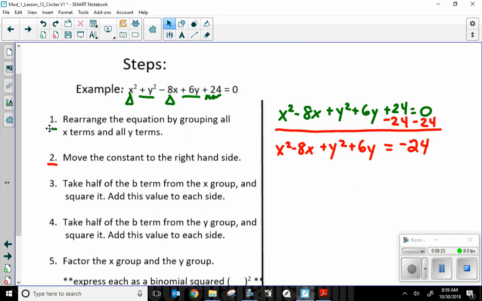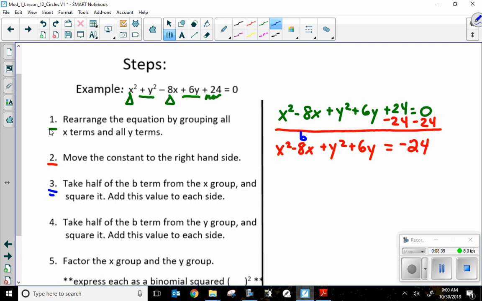Nothing too crazy. Now this, my friends, is what I call the brain trust, the money maker for completing the square. I have to take the b value, cut it in half, and square it. And that's what I add to both sides. But please note, I don't only have to do that for my x group, I also have to do that for my y group. So for my x group, I take negative 8, which is my b value, cut it in half, and square it. That's negative 4 squared, which is 16.